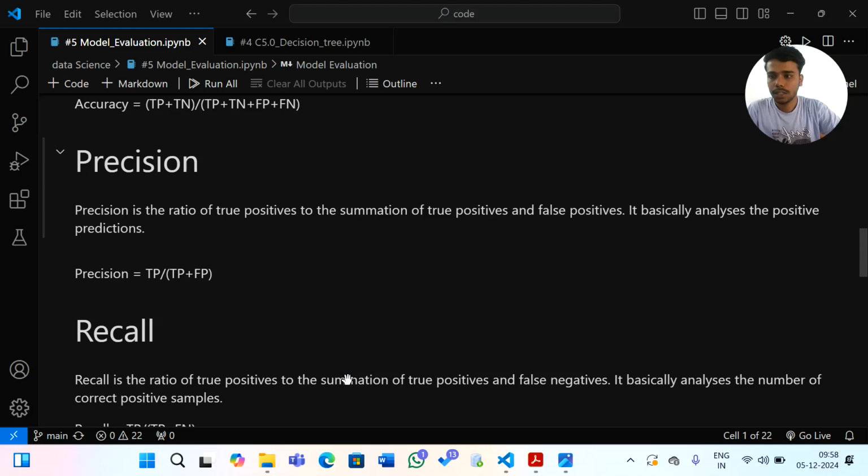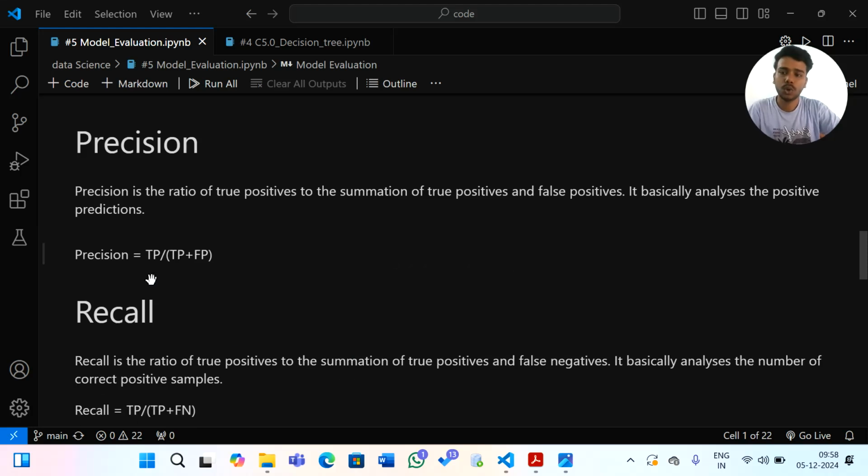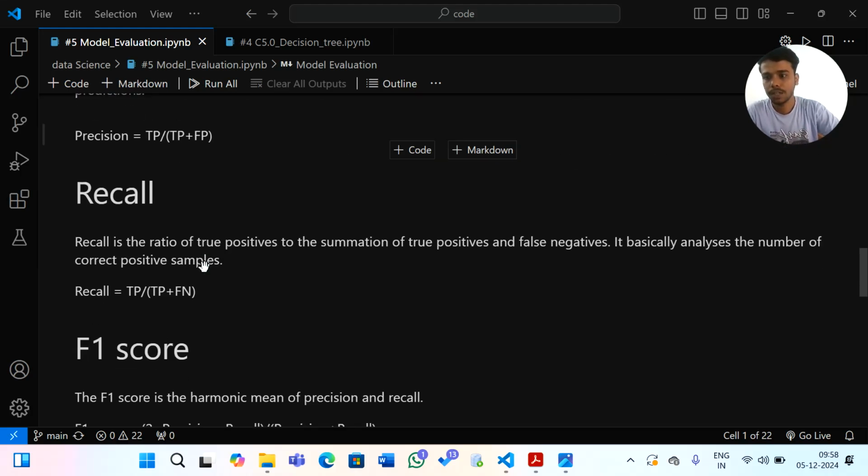Then another term comes, precision. Precision is the ratio of true positive divided by the total number of true positive and false positive. So it is basically focusing on positive predictions. So what is the accuracy of positive predictions? And then comes recall. Recall is the ratio of true positive to the sum of true positive and false negative. So it is basically focusing on the number of correct positive samples.